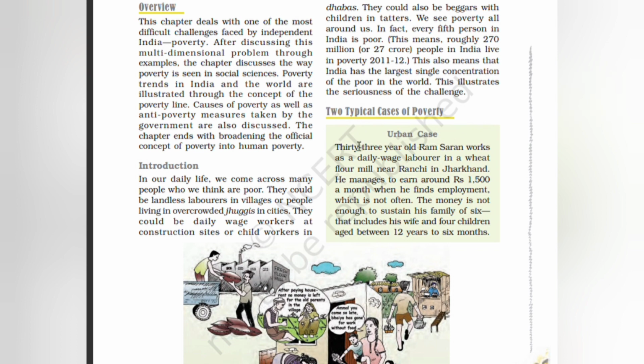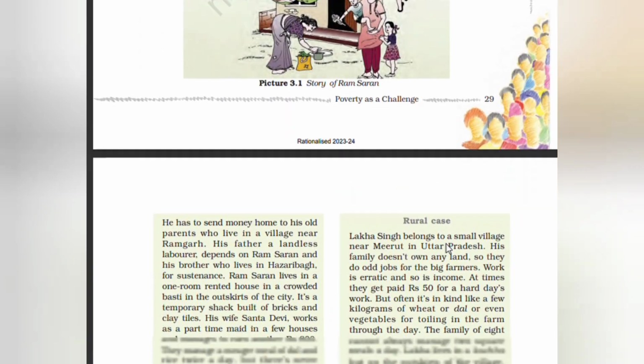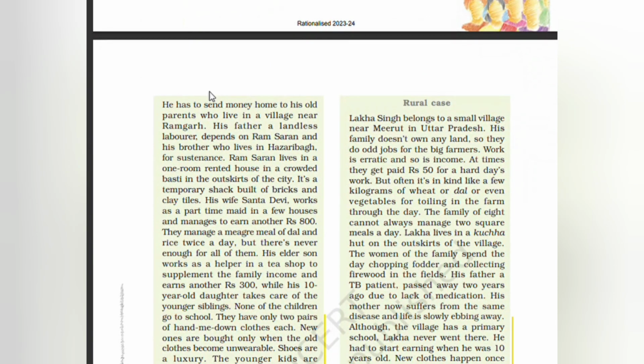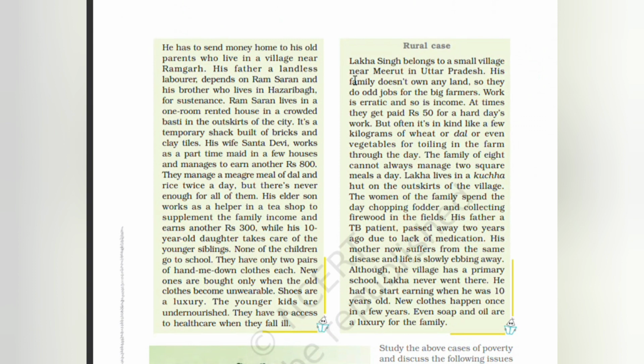Urban case. 33-year-old Ram Sharan works as a daily wage laborer in a wheat flour mill near Ranchi in Jharkhand. He manages to earn around rupees 1500 a month when he finds employment, which is not often. The money is not enough to sustain his family of six, that includes his wife and four children aged between 12 years to 6 months. He has to send money home to his old parents, who live in a village near Ramgarh. His father, a landless laborer, depends on Ram Sharan and his brother, who lives in Hazaribagh.